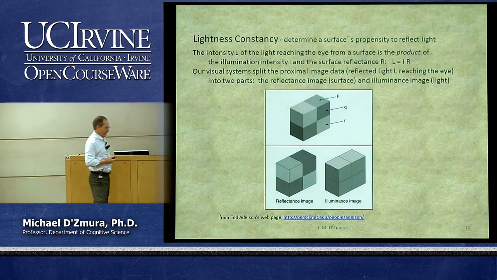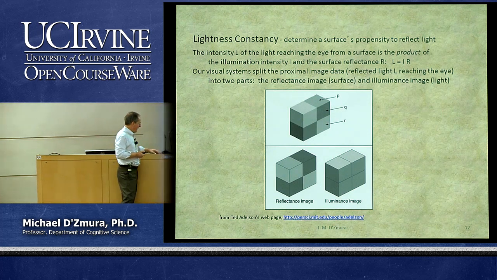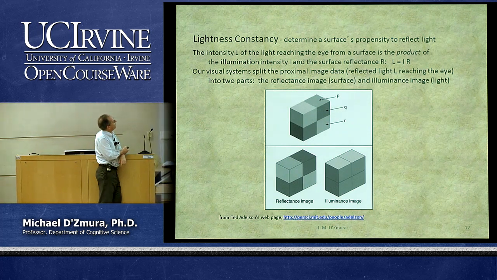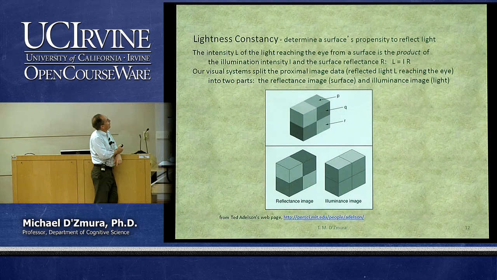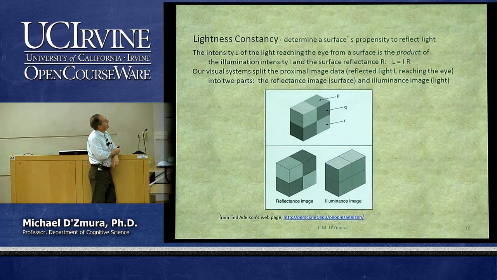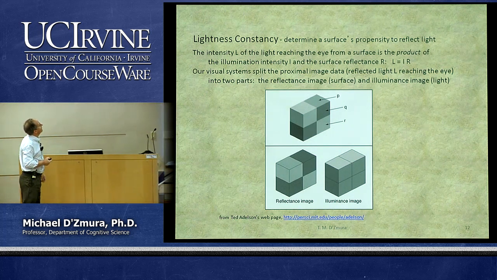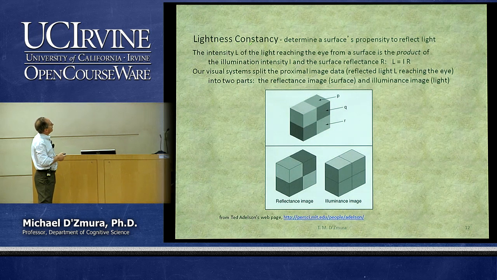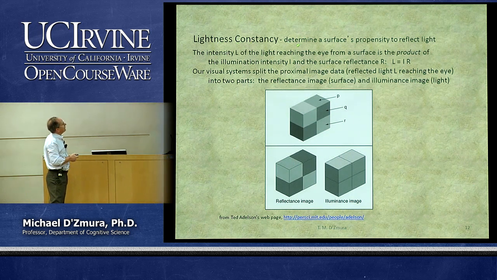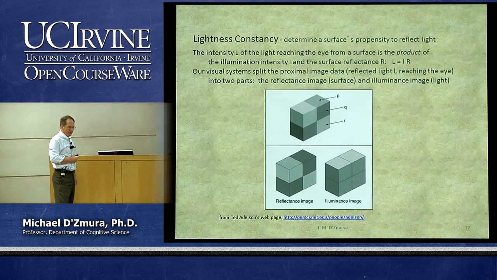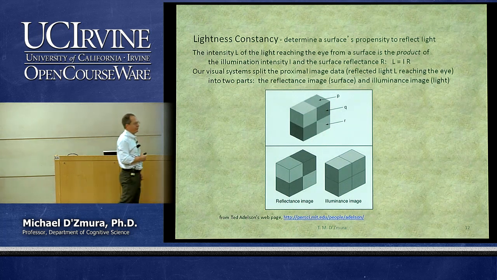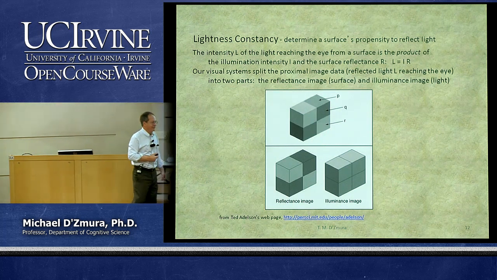Okay, another constancy. We are trying to reconstruct a three-dimensional world, and we're also trying to reconstruct surface properties as well as the properties of lights shining on surfaces. And what lightness constancy refers to is our ability to determine how well a surface reflects light.